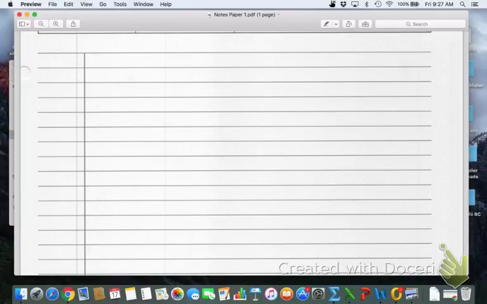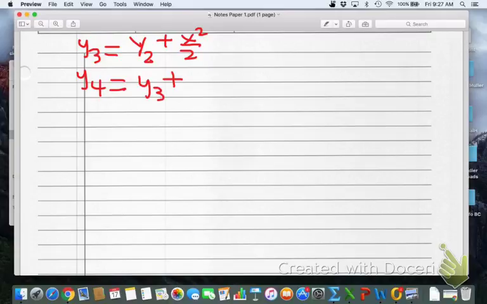And now what I want you to do is put this into your y3 and this into your y4. And you can use vars, y vars. You could say y2 plus x squared over 2. And you're adding the next term in our polynomial. And then for y4, you can say y3, use vars, y vars, plus x to the third over 6.